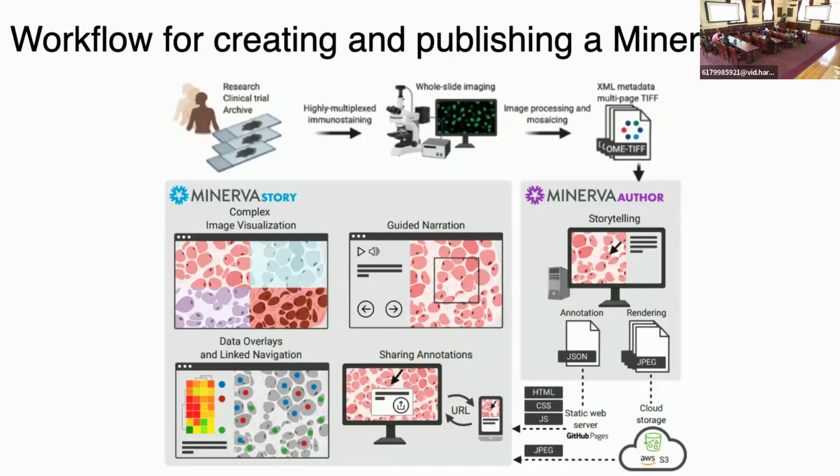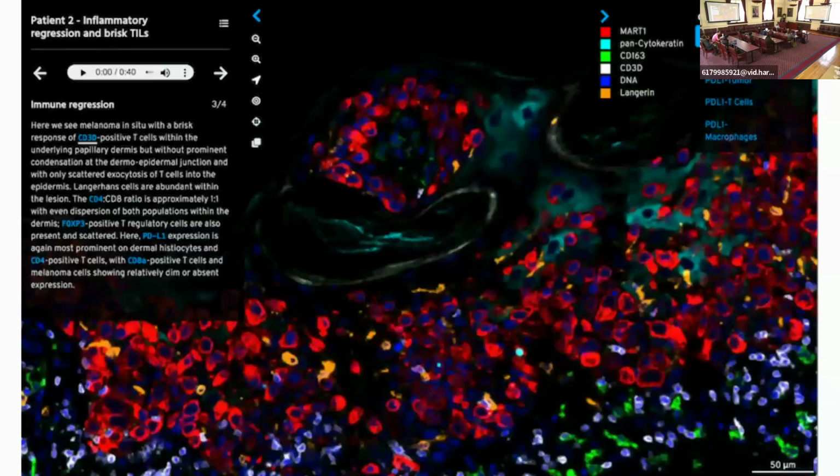And they click a publish button. It spits out all the different JPEG and HTML files that they need to publish a story on the web. They copy that folder to the web, and they're ready to go. They can share that URL with a colleague or the public.